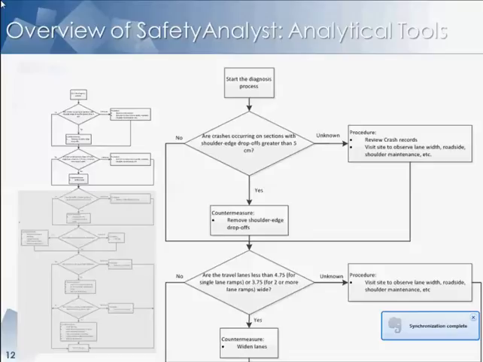Look at the other question. Are the travel lanes less than 4.75 for single lane ramps, or 3.75 for 2 or more lane ramps? This particular one was for a ramp, this diagnosis scenario. By the way, safety analysts originally came with these scenarios only for intersections and for arterial roads. And then we added scenarios for ramps and for highway sections, which was a very big undertaking.